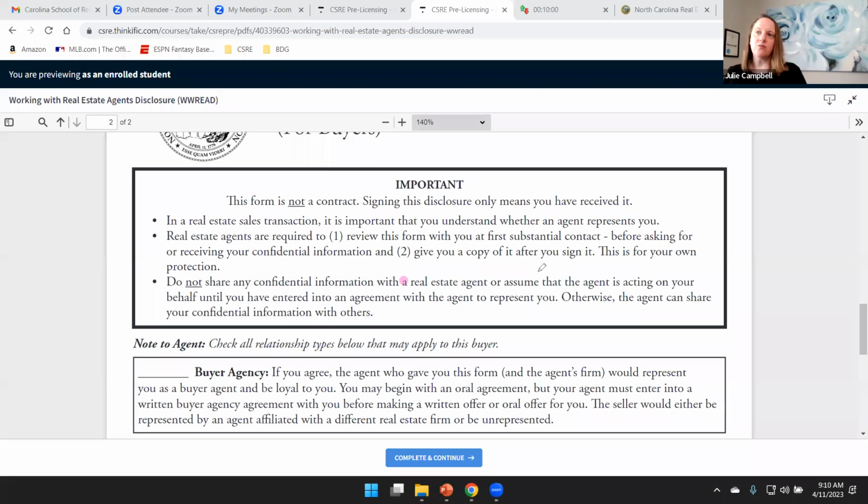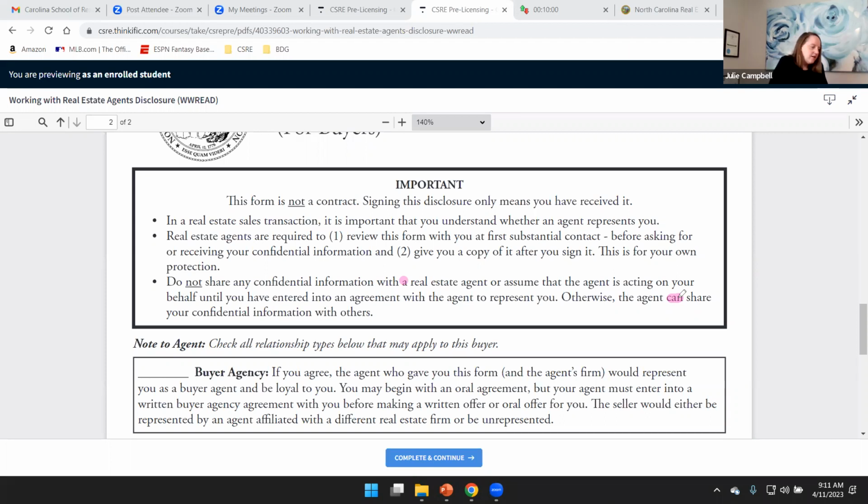So we're warning the consumers. Remember, we're going to Mirandarize them. Anything you say can be held against you. So make sure that they understand that they don't share confidential information or assume that the agent is acting on your behalf until you have entered into an agency agreement. Otherwise, the agent can share your confidential information with others. That third bullet point is what we really need to try to get across.